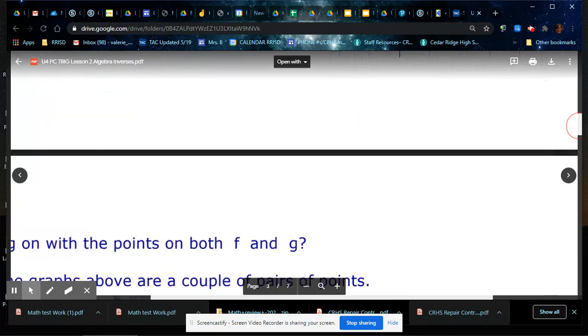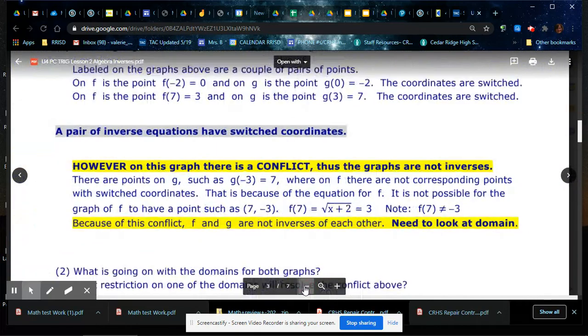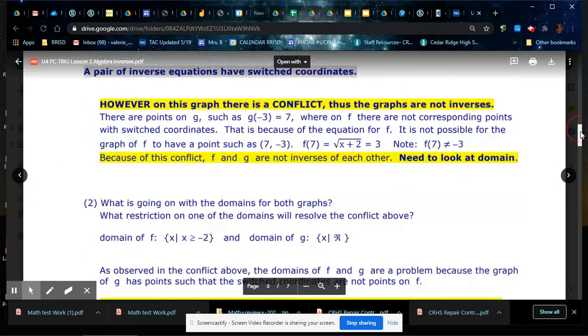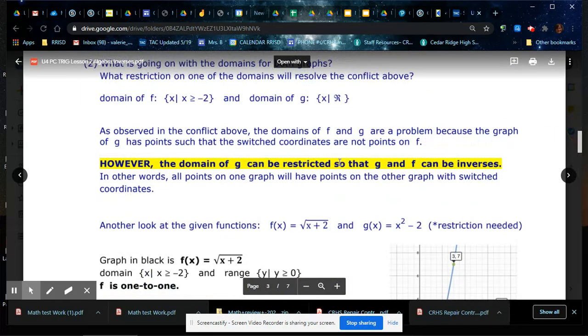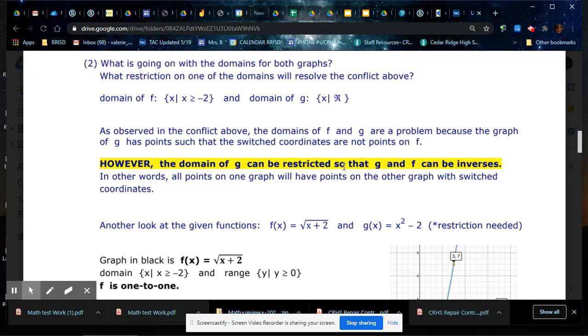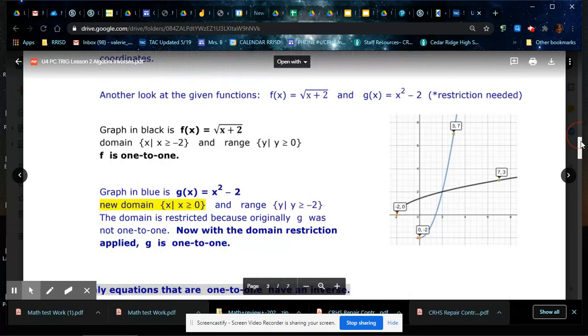So here's the idea. Let me zoom out again so you see that. So we have the conflict, right? We were discussing that. What can we do? We can maybe restrict the domain of one of them so that we can maybe solve this dilemma with some of the coordinates there. So we're all about making inverses now. And inverses has to do with, guess what? Functions and whether or not their domains are correct with each other.